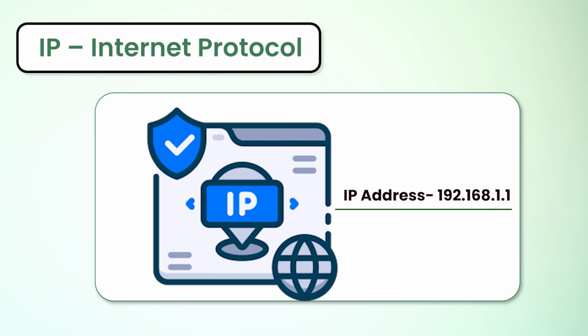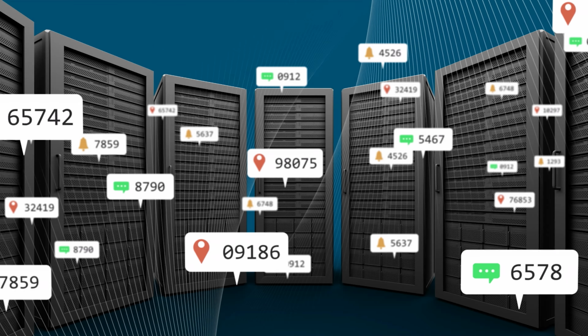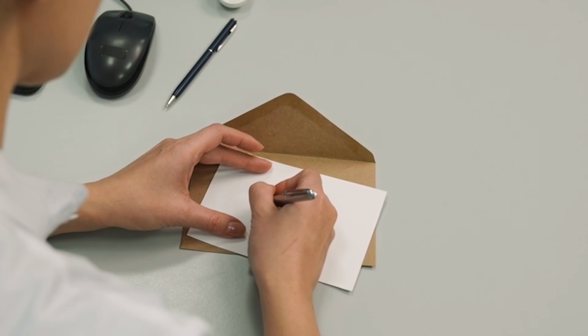IP, Internet Protocol. IP is the addressing system of the Internet. It defines how devices are identified and how data packets are routed to the correct destination. Just like writing the correct address on a letter, IP ensures your data knows exactly where to go.